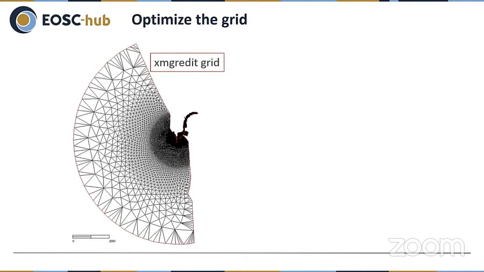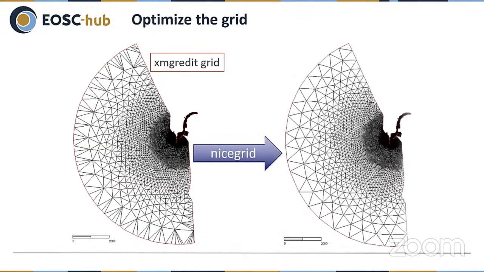So here's the grid that you generated with XM GeoEdit. Again, with the right grid spacing, but with a lot of quality issues. And if you run it a few times through NiceGrid, you obtain the second grid that you see here on the right. You see that the grid resolution is very similar. Actually, the number of nodes of the two grids is very similar, but we got rid of all these nasty problems of very skinny elements that we had along the boundaries.